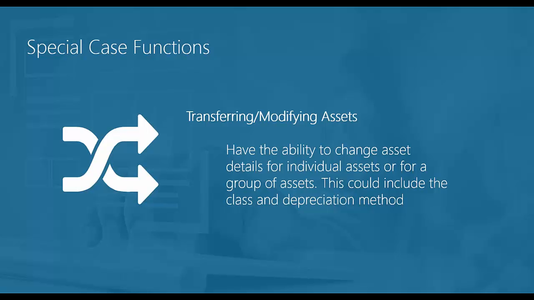And what's nice is you can actually group these assets by a master asset ID. So even though they're individual assets and being depreciated individually, you can report on them using the master asset class ID so you can see how they're linked together.